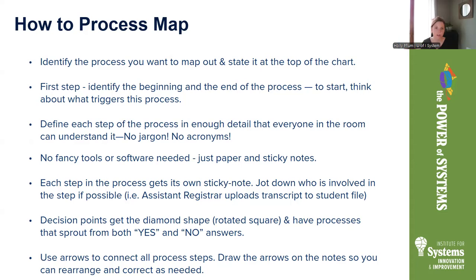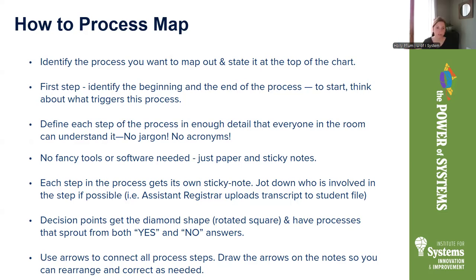Back to the instructions here on the slide. Once you've identified on a post-it the first step and the last step, both on separate post-it notes, you'll then identify every single step in the process between those two. So be sure to use detail, no jargon, no acronyms. Everyone in the room should understand what the step entails and who might be responsible for it. As I just mentioned, every single step gets its own post-it note. And be sure to identify also that each step belongs to someone.